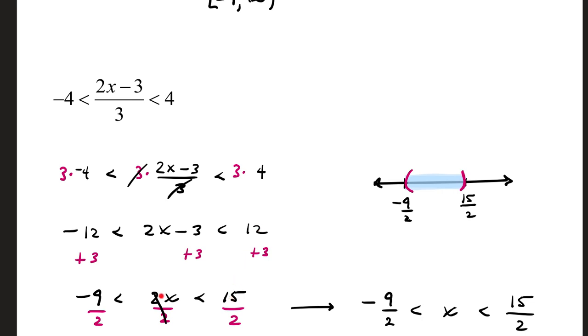And then finally, to isolate x completely, we divide by a positive 2, so negative 9 over 2 less than x less than 15 over 2. So all of our solution values are between but not including those two numbers.